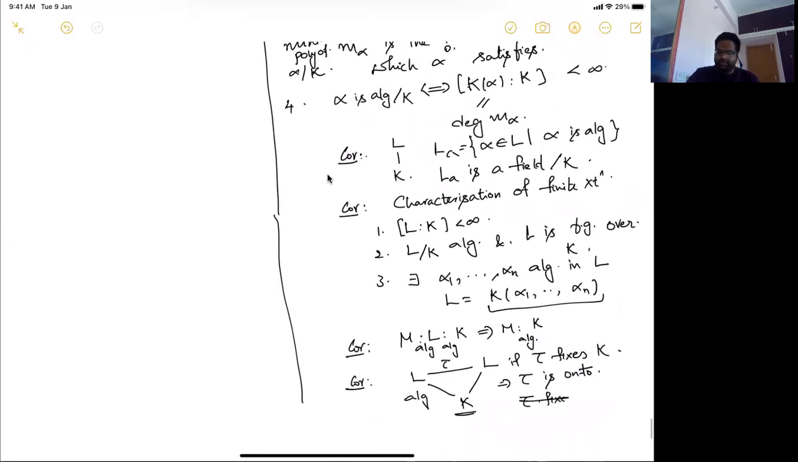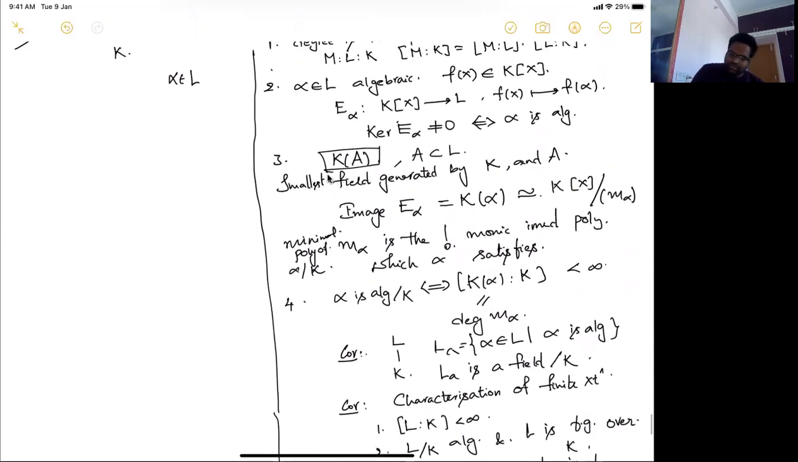Because in order to construct an extension K of alpha, all we need to do is to pick an irreducible polynomial in K bracket x and take the quotient of K bracket x by it. Then we obtain the field extension. So this is one of the simplest procedures by which you can construct a field extension over K. In order to do that, we need to know when a given polynomial is irreducible.